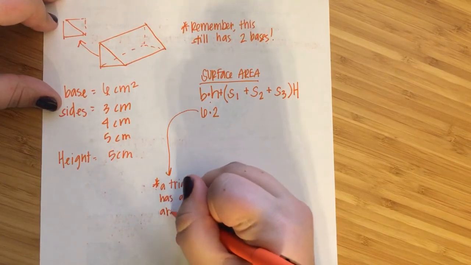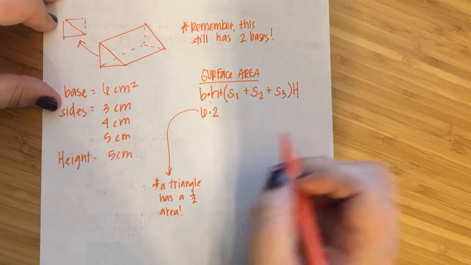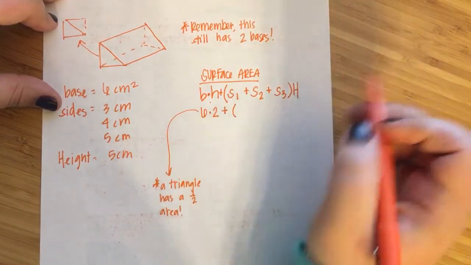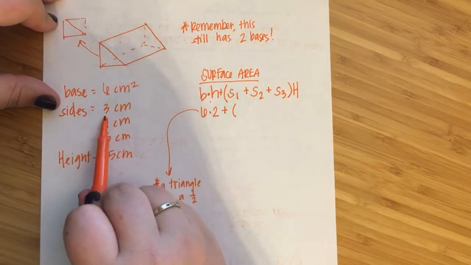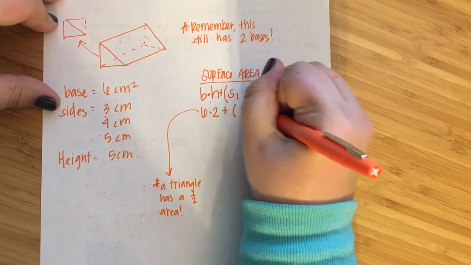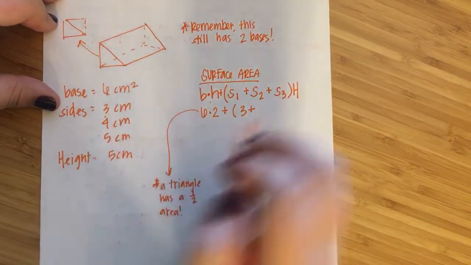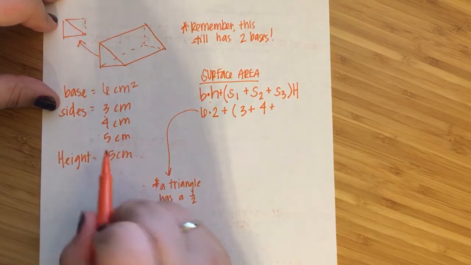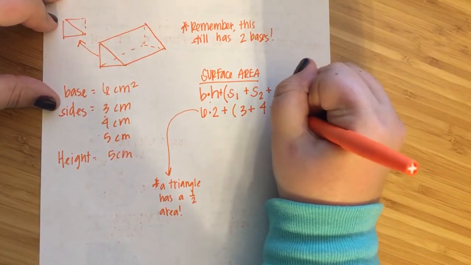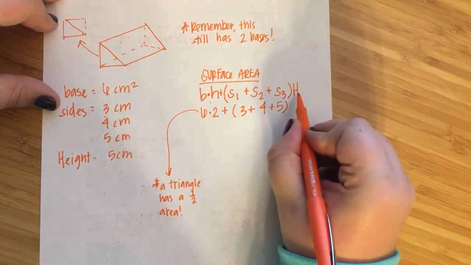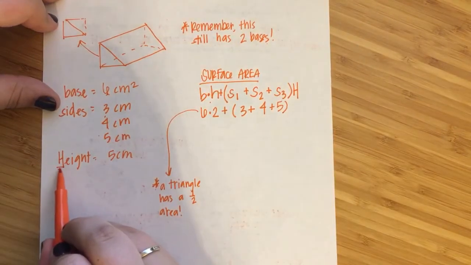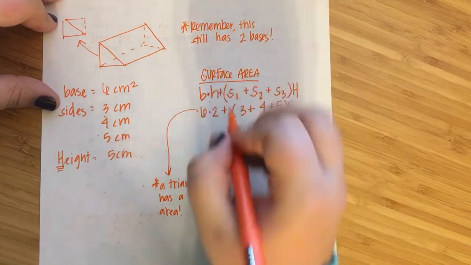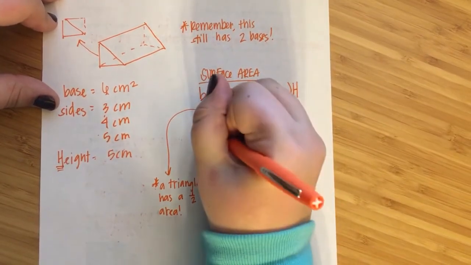And then I will be adding together the sides that I was given by the problem. So side 1, I just went in order, 3 plus 4 plus 5. And I would multiply that by the height, which is 5. Again, this is all information that is given to me by the problem and that I'm able to decode. When I get this written out, I can start doing some math.